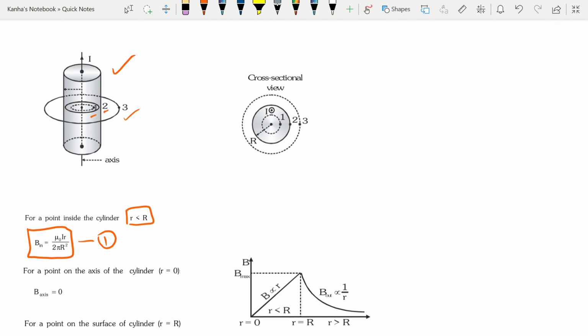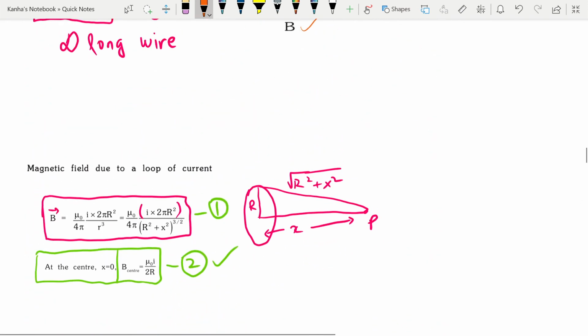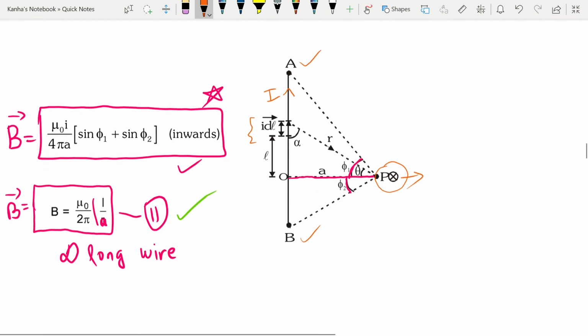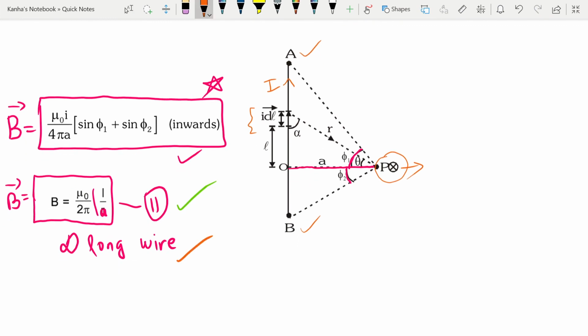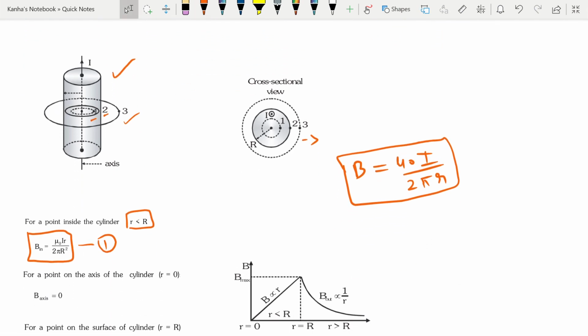For circle 3, I can easily write this as: what is my length element? It is 2 pi r. So B into 2 pi r is equal to mu naught times the current that is flowing. Let's say the current flowing is I. So we find that B is equal to mu naught I by 2 pi r. Note that this is the same formula that I got for the infinite long wire case using the Biot-Savart's law. With the same approach, we can use it for the second surface as well.